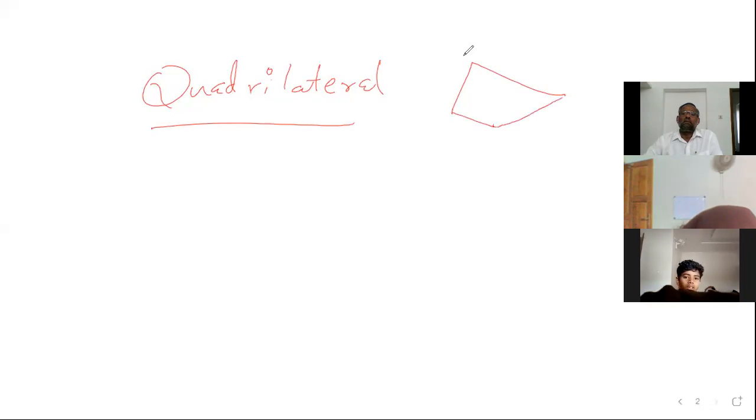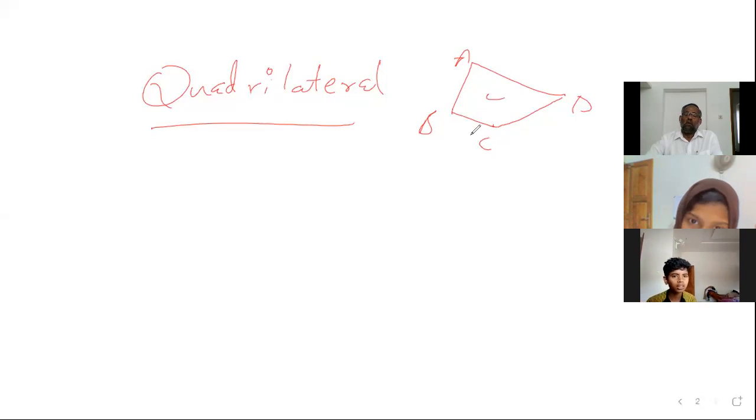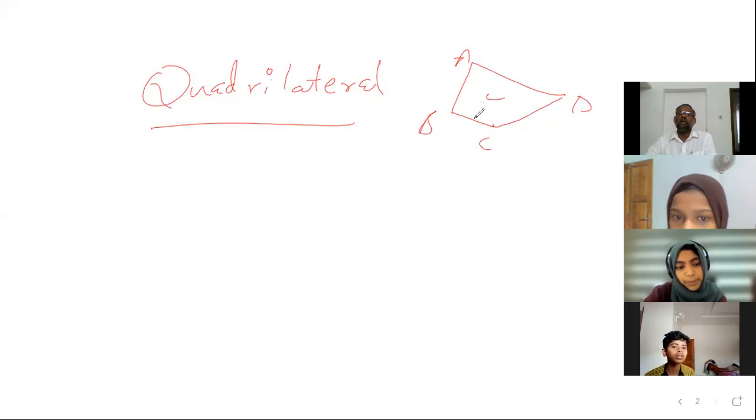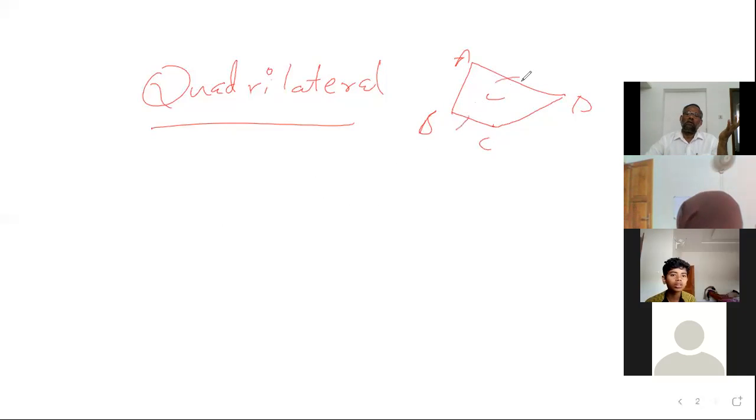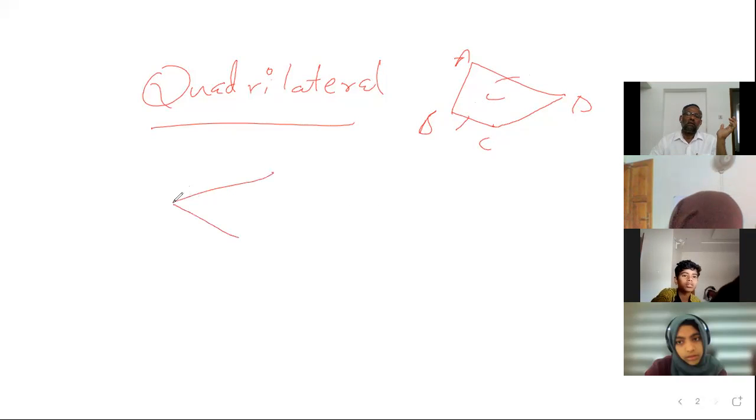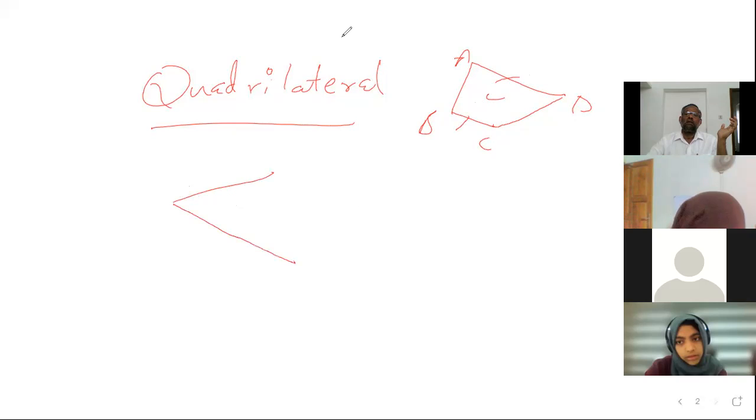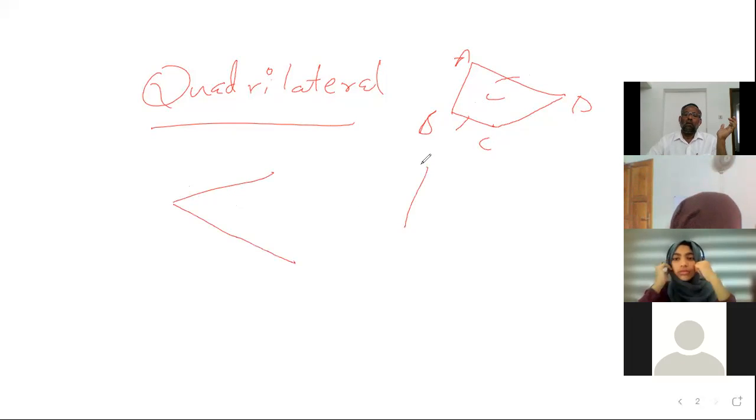Is this a quadrilateral? Is this a quadrilateral? Yes, it is a quadrilateral. Can I name it as a rhombus or parallelogram or rectangle or square? Is this a parallelogram? No. It is not a trapezium. Look here, I am drawing like this. Not parallel. One is like this, one is like this. Nothing is parallel.